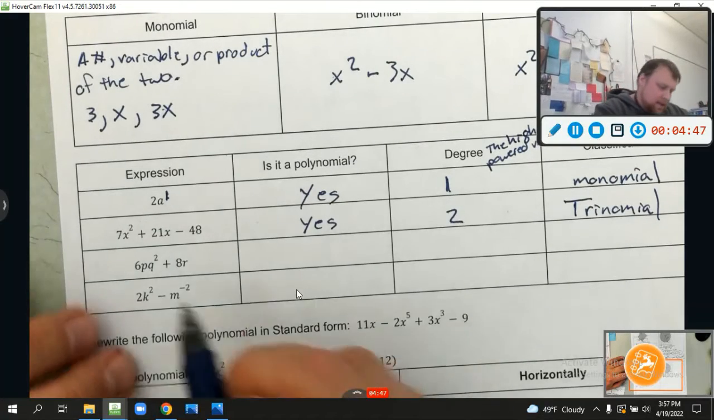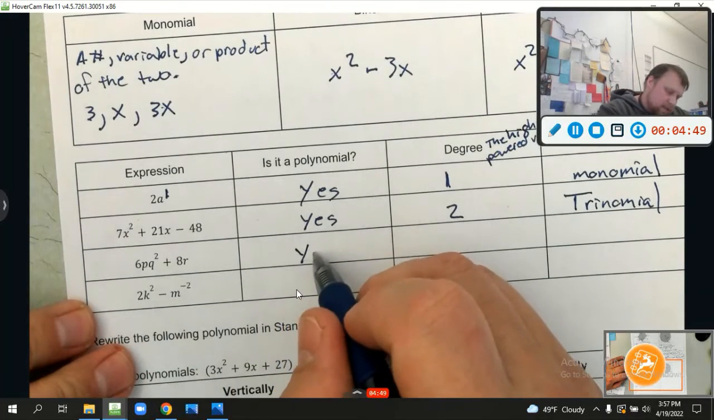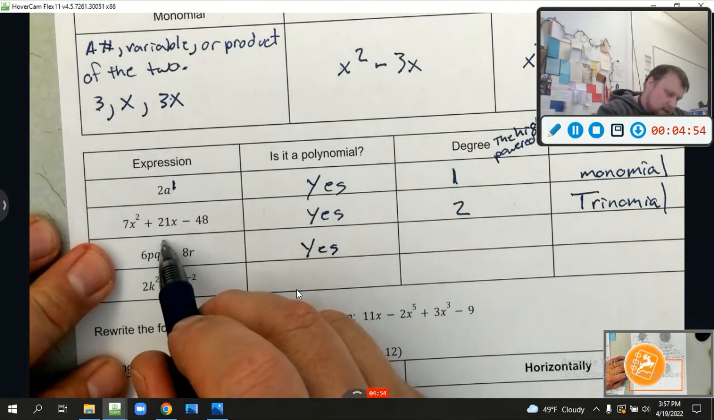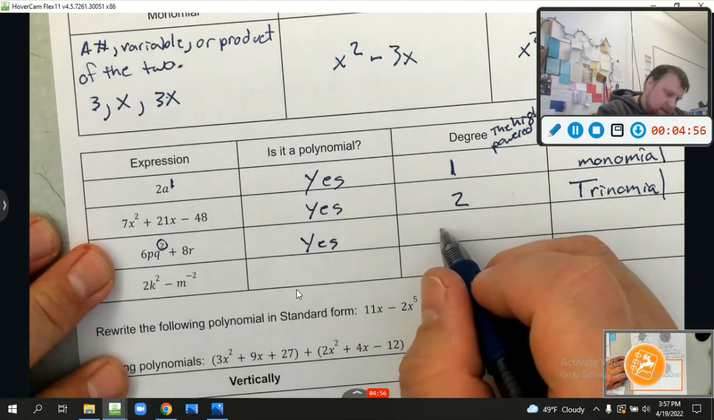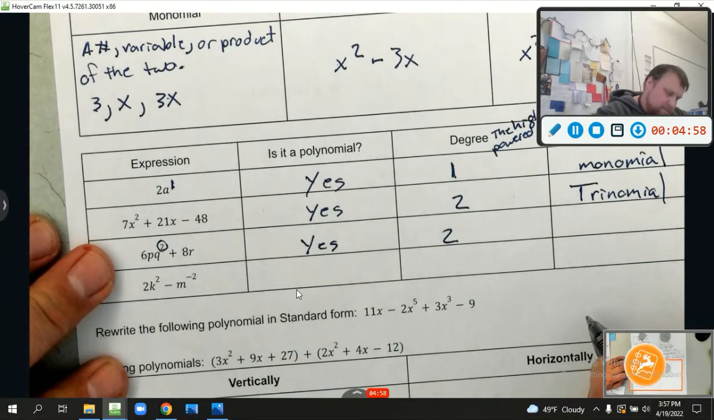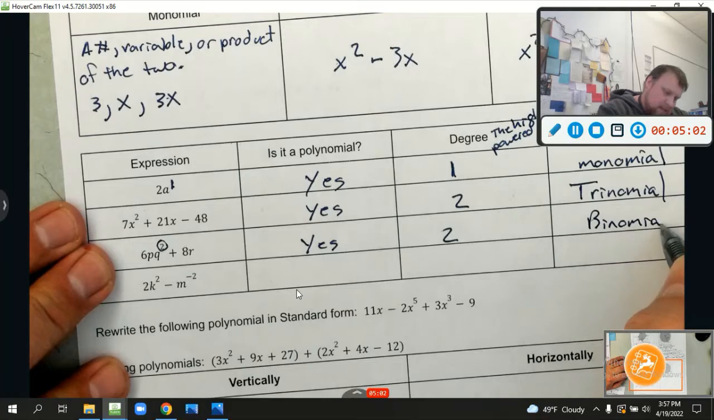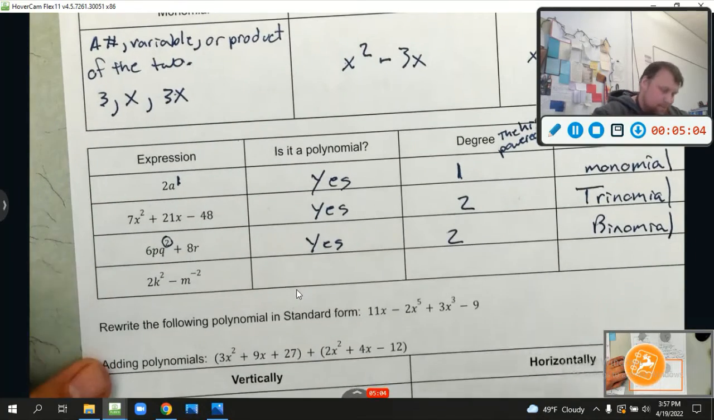Okay, let's look at it. 2 terms. So first of all, yes, this is a polynomial. Secondly, the highest powered term is a 2, so it's a second degree polynomial, right? And then what is it? It's a binomial.